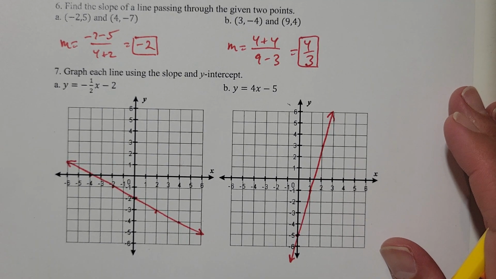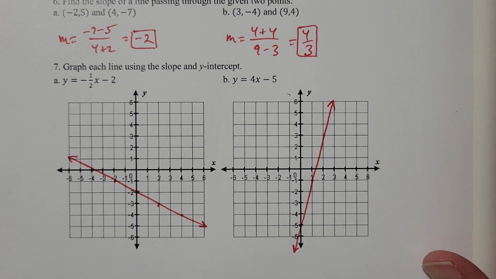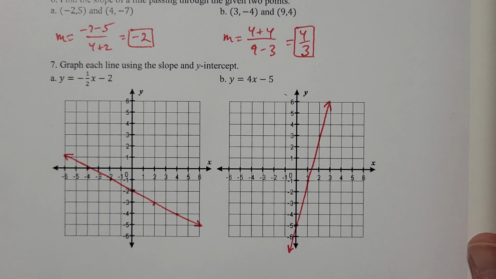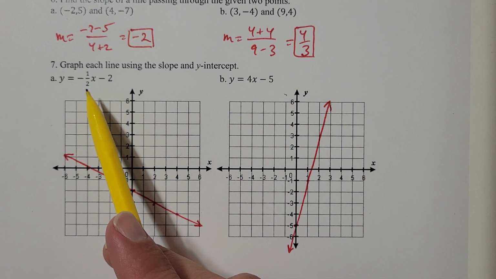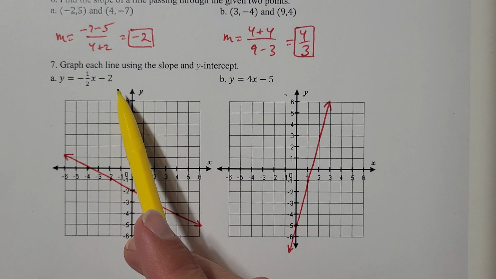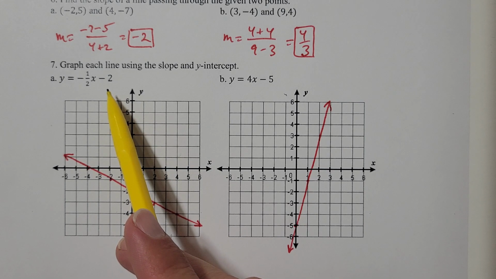Problem 7, they want us to graph each line using the slope and the y-intercept. Okay, y equals mx plus b is called the slope-intercept form of a line. And that's how all the problems are going to be whenever you're doing anything with lines: always give your answer so that the line is written in slope-intercept form. Okay, so y equals mx plus b. The slope of this line, m, is -1/2, and then the y-intercept, or the b value, is -2.